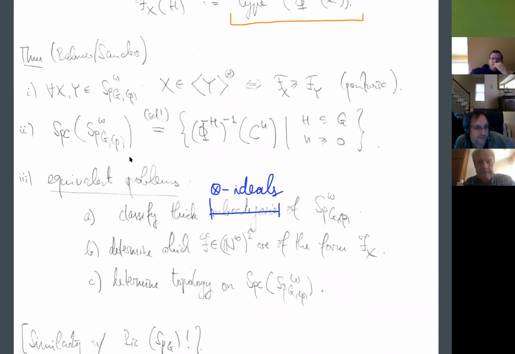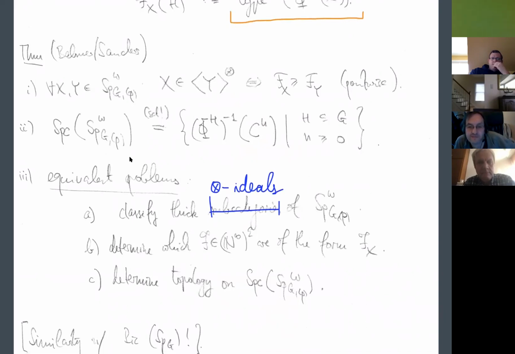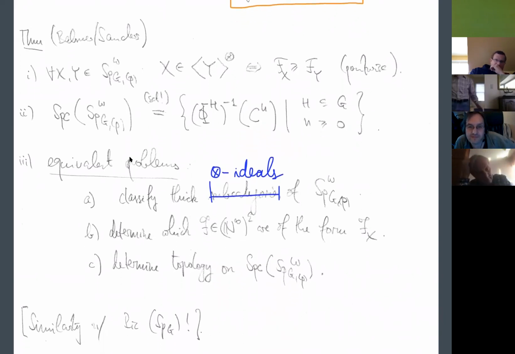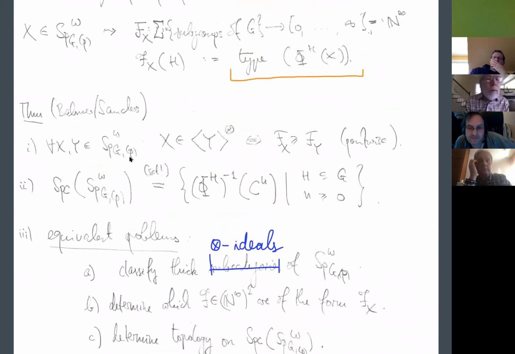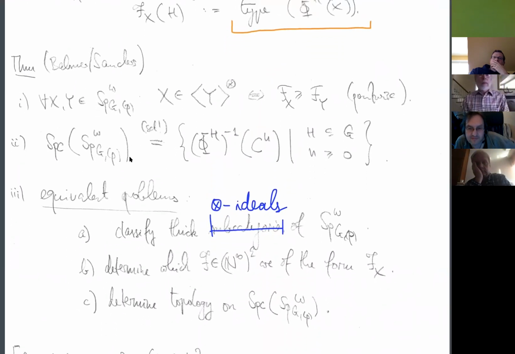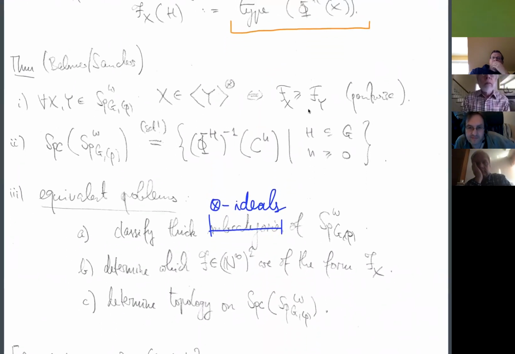And there are the following results of Balmer and Sanders on this, which say, firstly, that this relation is still governed by these functions f of x. Like in the non-equivariant case, x is in the thick tensor ideal generated by y if and only if this function f of x is larger or equal to this function f of y pointwise. This of course exactly means that x is contained in y if and only if this is true after applying any geometric fixed point functor. So in this sense, again, this containment problem for thick tensor ideals is detected by the geometric fixed points.